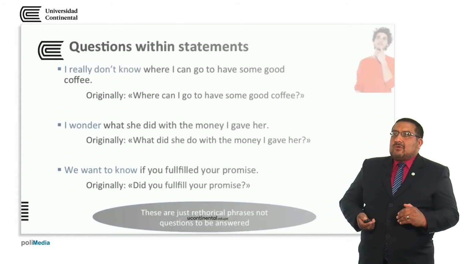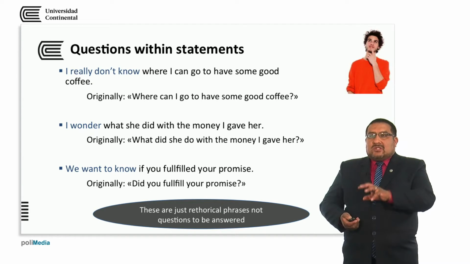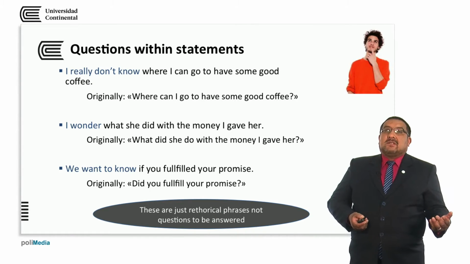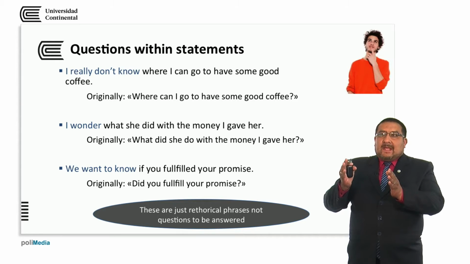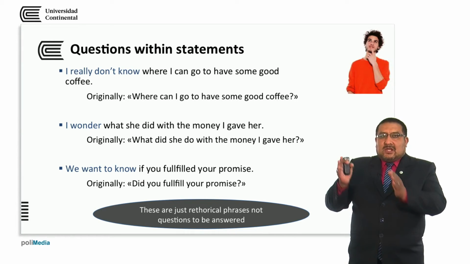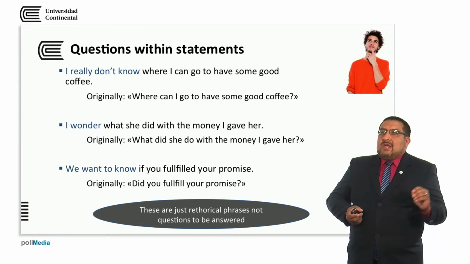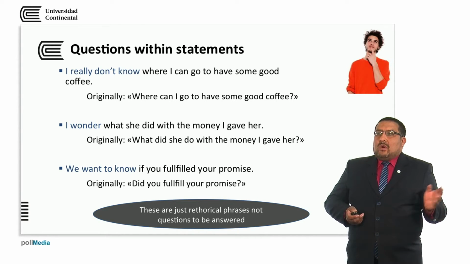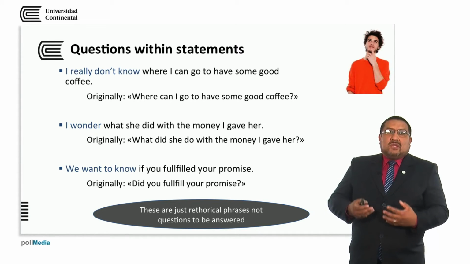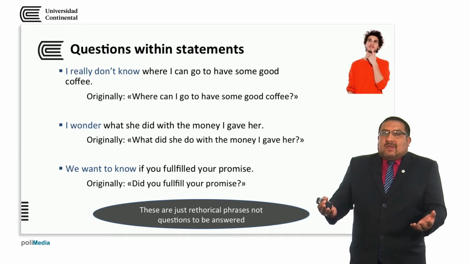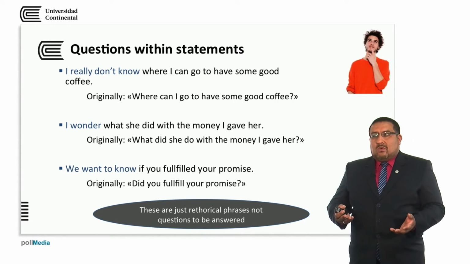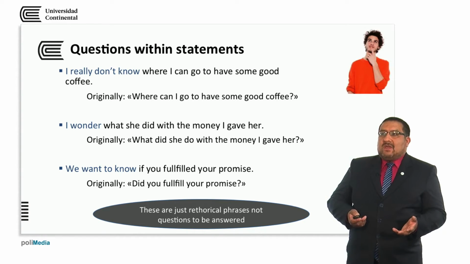Something else that we have to consider is that we can use these questions within statements. It means it doesn't have to be a question within a question. It can be a question within a sentence. I really don't know where I can go to have some good coffee. I really don't know. That's my statement. Probably the question that I want to say is, where can I get some good coffee? But I really don't know where I can go to have some good coffee.